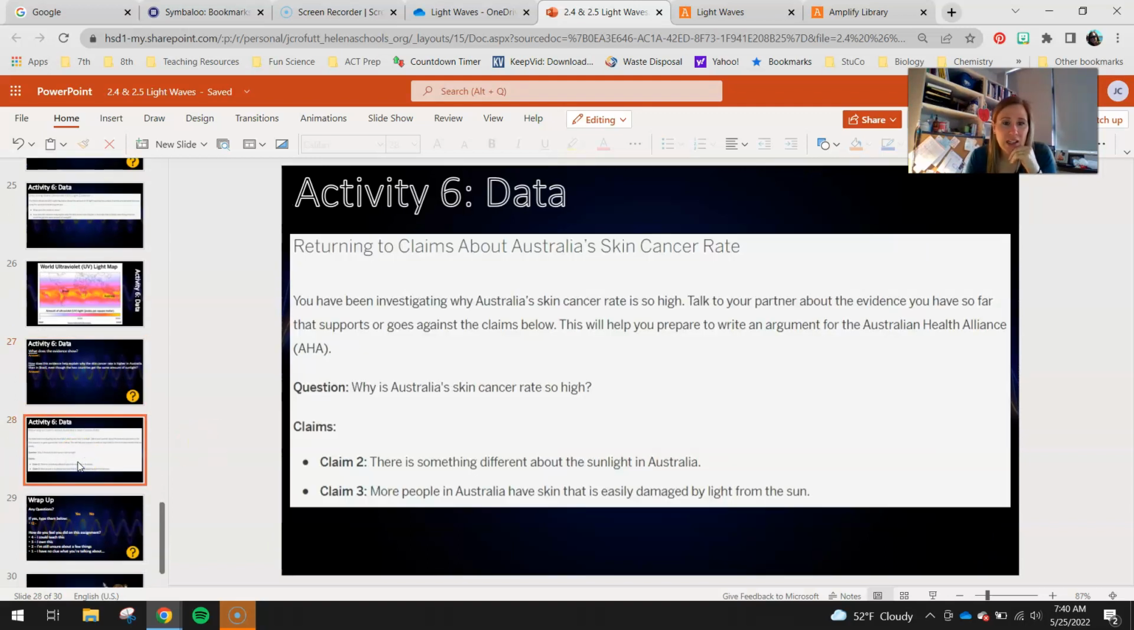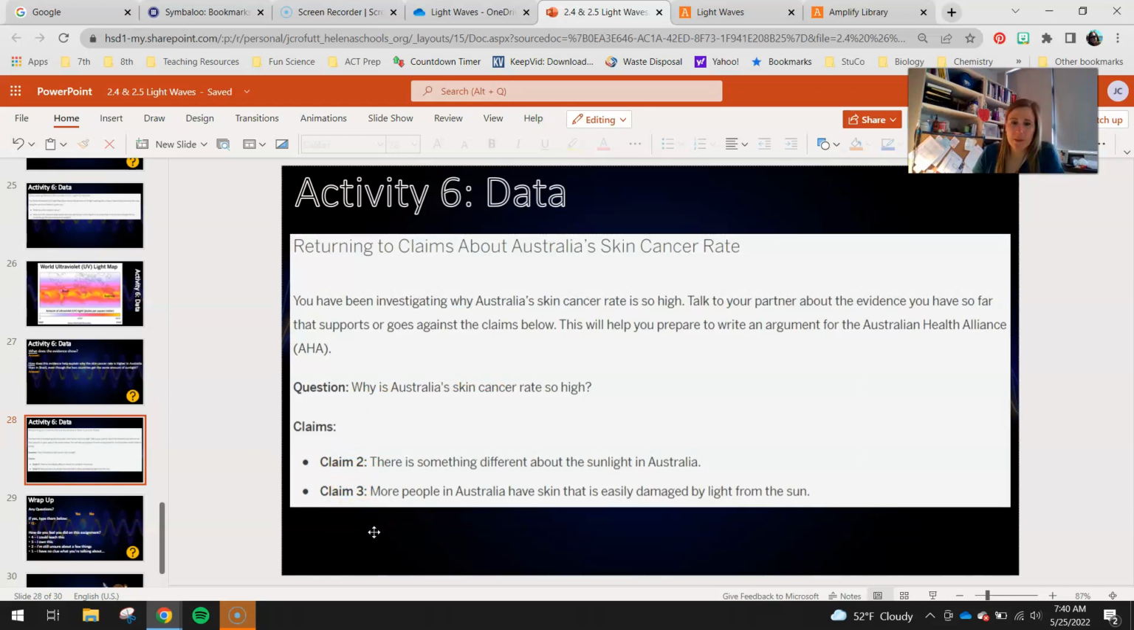Okay, and then finally, think about this. You guys had 3 claims that I presented to you guys at the beginning of this unit, explaining why Australia's skin cancer rate is so high. We already kind of eliminated claim 1, meaning Australia gets more sunlight. We found out that it's not really different than any other places. Like Egypt gets way more, but their skin cancer rate is still way lower. Okay, so let's focus in on claim 2 and claim 3.